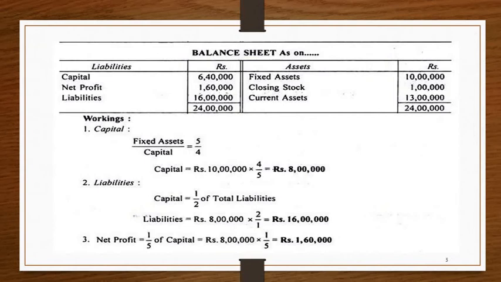So the next one, net profit is equal to 1 by 5 of capital. We already calculated the capital, that is 8 lakh. 1 by 5 of 8 lakh is rupees 1,60,000, that is net profit.